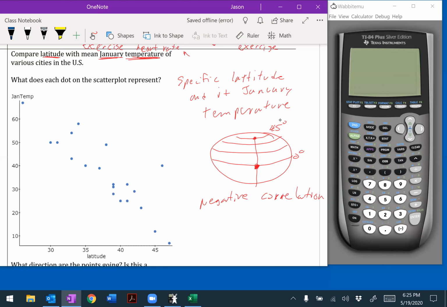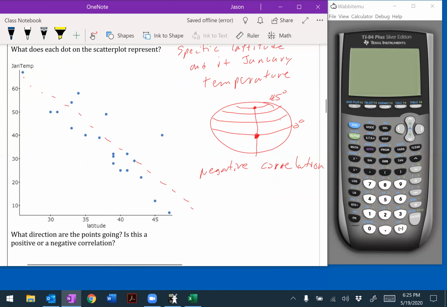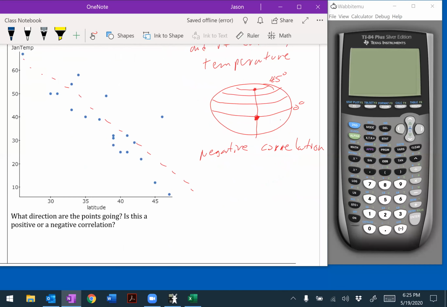Okay, negative correlation, and there's obviously some sort of trend here. Okay, a linear trend down. Okay, so what direction are the points going? They're going downhill. Okay, downhill from left to right. Okay, the lower the latitude, the higher the temperature.